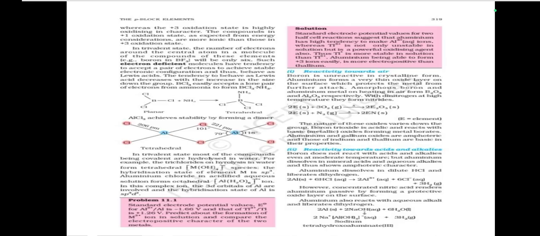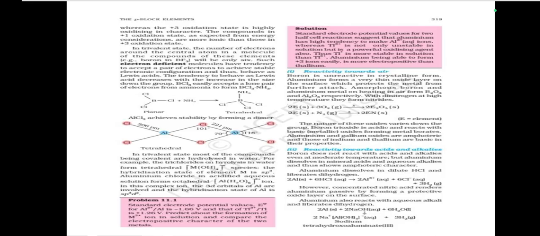Reactivity towards air. Boron is unreactive in crystalline form. Aluminum forms a very thin oxide layer on the surface which protects the metal from further attack. Amorphous boron and aluminum metal on heating in air form B2O3 and Al2O3 respectively. With dinitrogen at high temperature, they form nitrides. 2E(s) + 3O2(g) gives 2E2O3. 2E(s) + N2(g) gives 2EN, where E is the element.